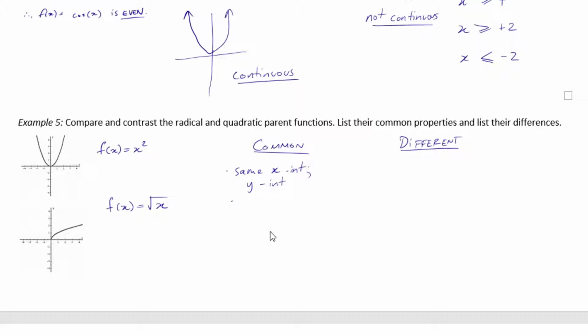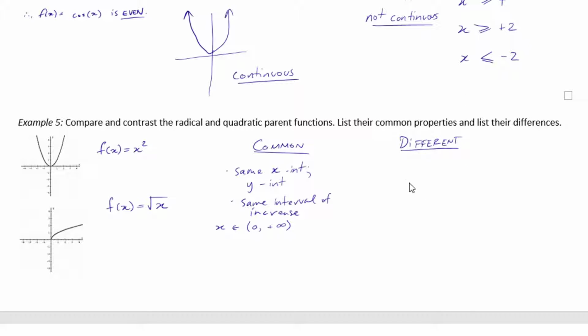If we look at intervals of increase, well, this does not have an interval of decrease because it's a one-sided function, but it does have the same interval of increase right here. So this is an interval of increase from 0 to positive infinity, and from 0 to positive infinity is also a similar interval of increase. So same interval of increase, which is 0 to positive infinity. Okay, that's your interval of increase.